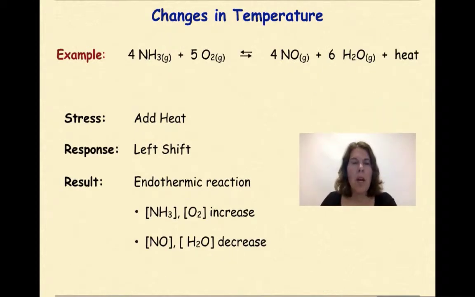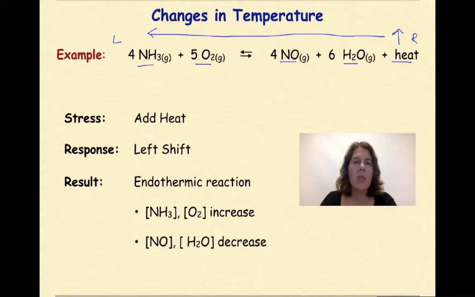Changes in temperature. So let's look at an example. Here we have ammonia plus oxygen gives us nitrogen monoxide, water, and heat. Let's say this is my left and this is my right. The stress here is an addition of heat, so I'm going to put an up arrow over heat. We have too much heat on our product side. Therefore, we need a new point of equilibrium that shows that heat being used up. So we are going to show that heat is absorbed.